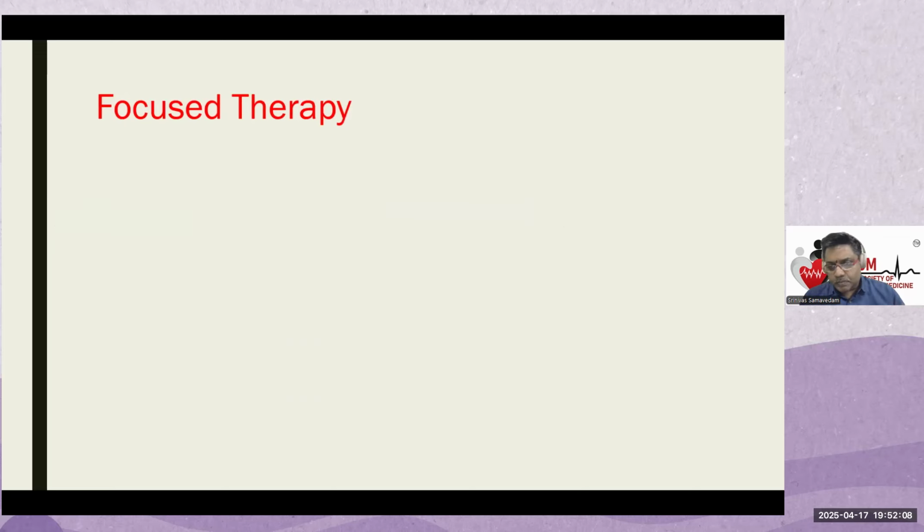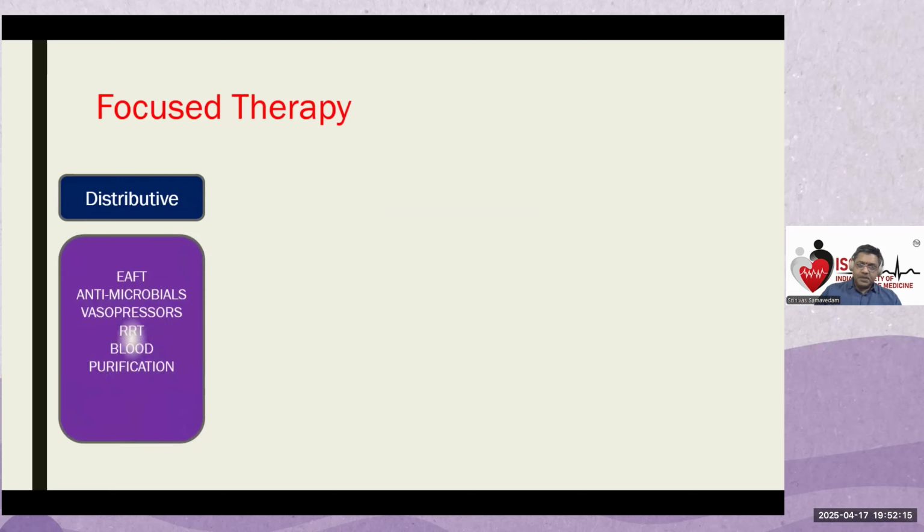What about focused therapy? How do you treat this in a focused way? Distributive shock prototype is sepsis, so you will go with early aggressive fluid therapy. At the same time, you should not overdo fluid therapy in these patients, because positive balance after 24 hours is an independent predictor for adverse outcome among these patients. If it is a septic process, start antimicrobials early and start them in an appropriate way. Vasopressors, better to initiate them early rather than wait till the shock is refractory.